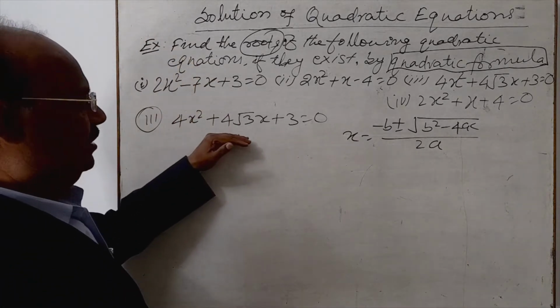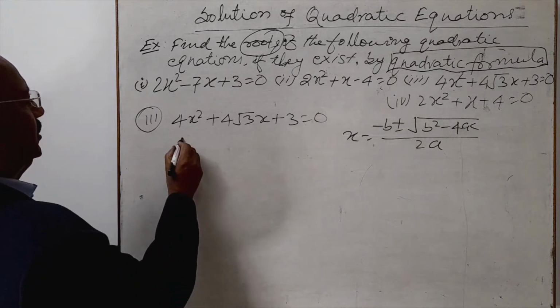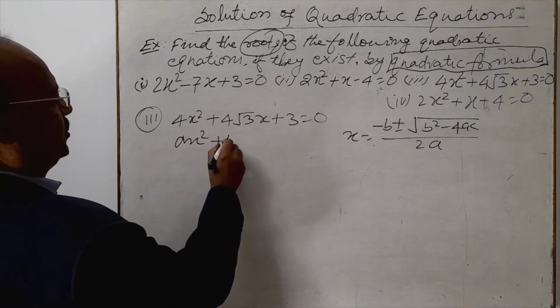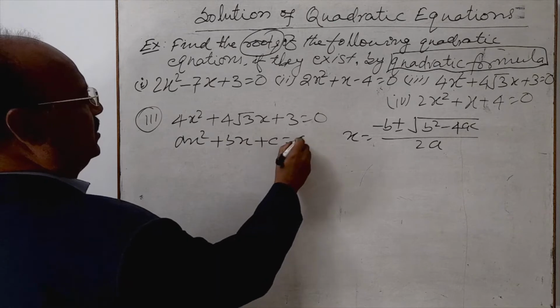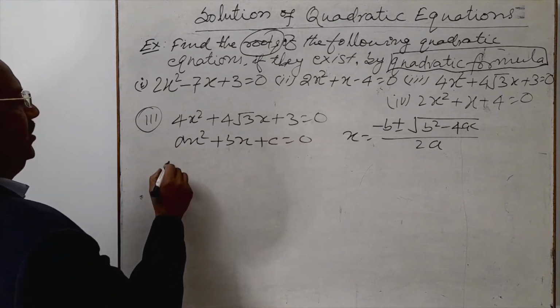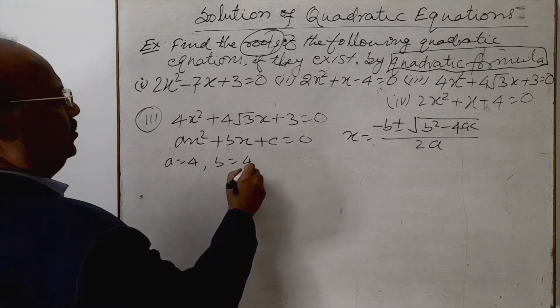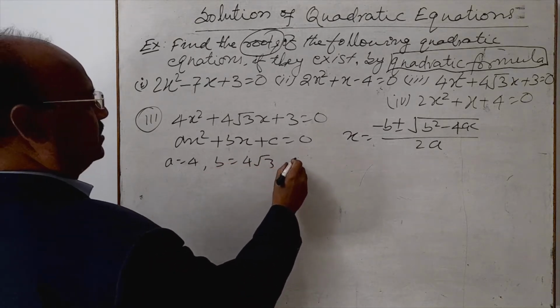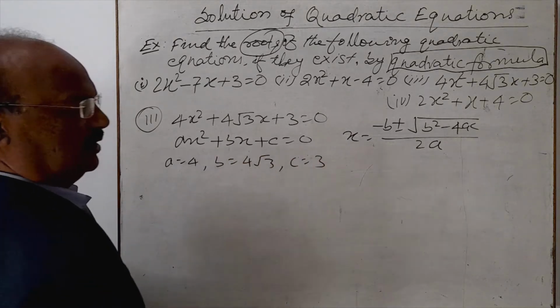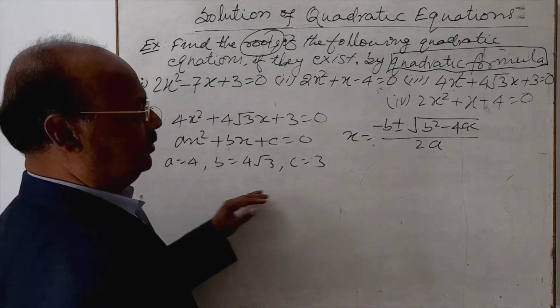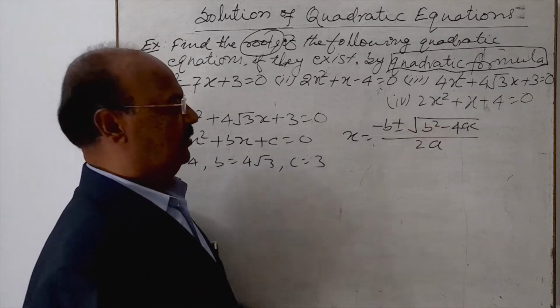Okay. So first of all, what is the method? We will compare this given quadratic equation with the standard form of quadratic equation ax square plus bx plus c is equal to 0. By comparing, you are getting a is equal to 4, b is equal to 4 root 3 and c is equal to 3. Correct? Now we will put these values in this quadratic formula.